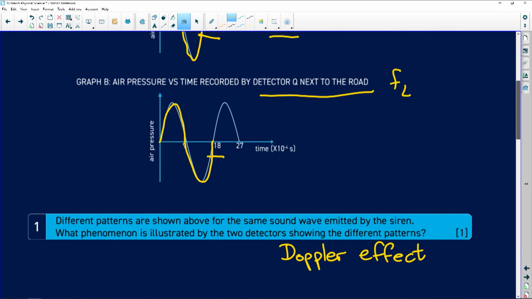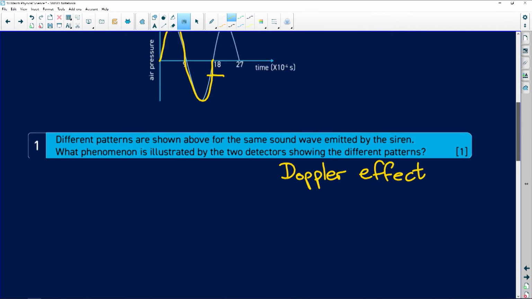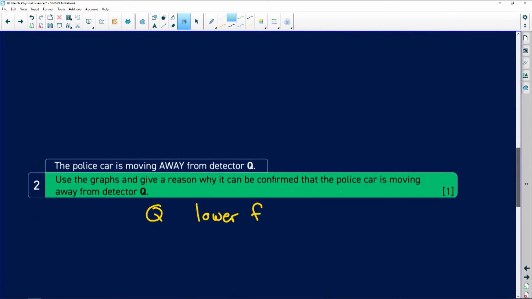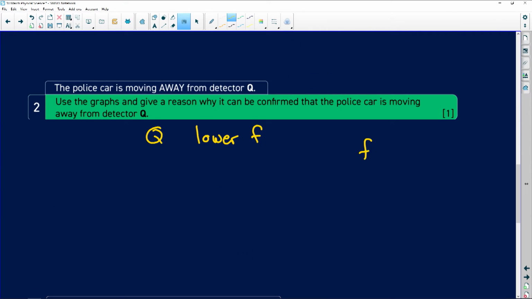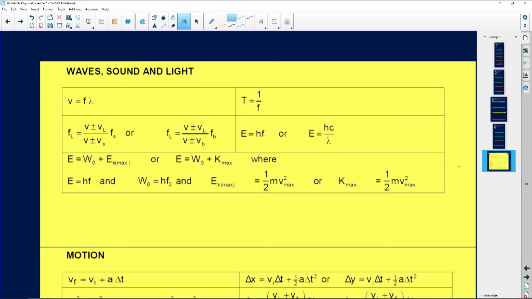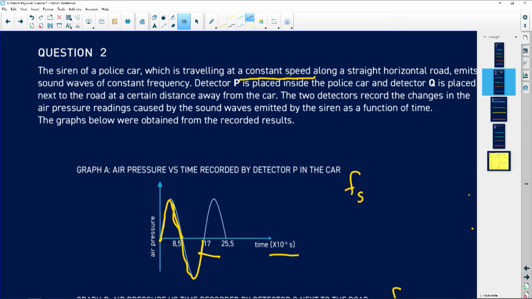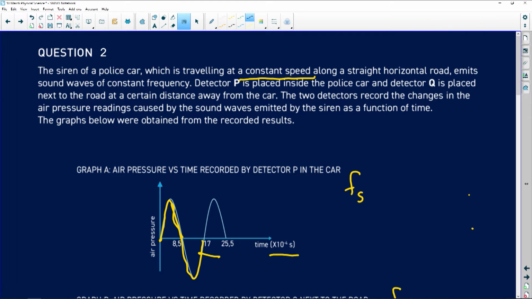So what I want you to do is to look at the graph and calculate what is 1 divided by 17 times 10 to the minus 4. Remember, frequency is equal to 1 over the period. Now that is given to you. Let me just show you on the information sheet quickly. Here it is. T is equal to 1 over f, which means that f is equal to 1 over T. So let's go back to our question. Sorry, wrong question.